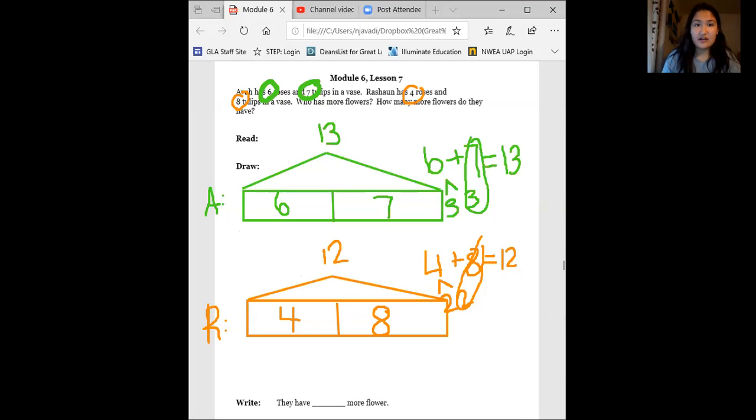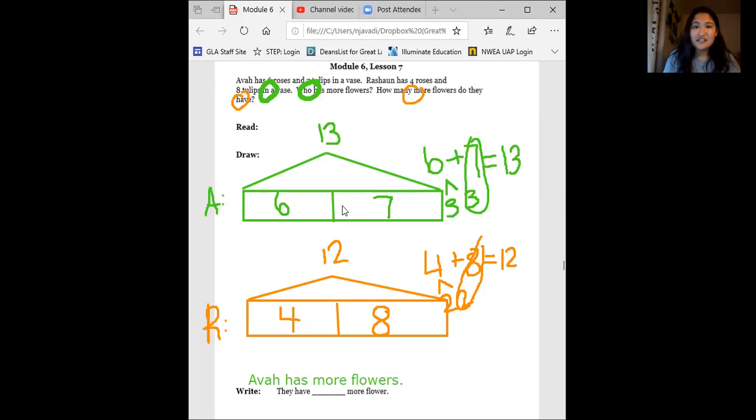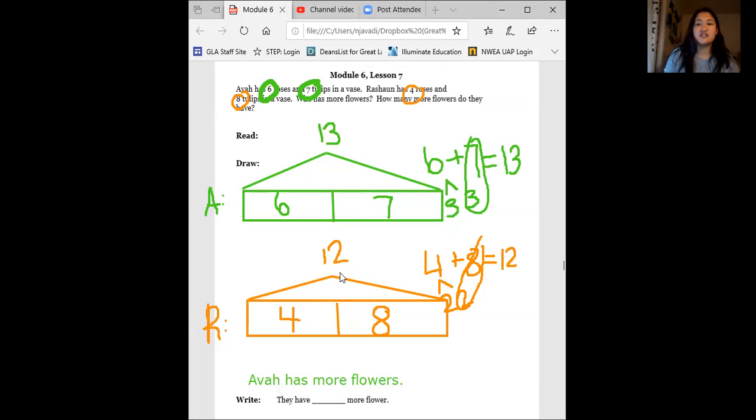So now we know one answer to the question. So I'm going to write down here, Ava has more flowers. Now we're not done with this problem. The next question says, how many more flowers do they have? So now I need to find the difference between the number of flowers Ava has versus Rashawn. So if I'm going to find the difference, am I going to use an addition or subtraction number sentence? Tap your nose if you're going to use addition to find the difference. Tap your head if you're going to use subtraction to find the difference. That's right, you're going to use subtraction to find the difference. So we're going to start with the larger number. The larger number here is 13.